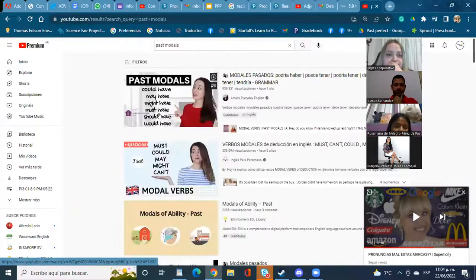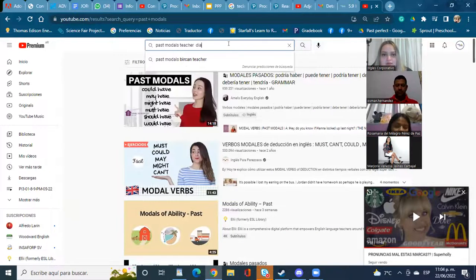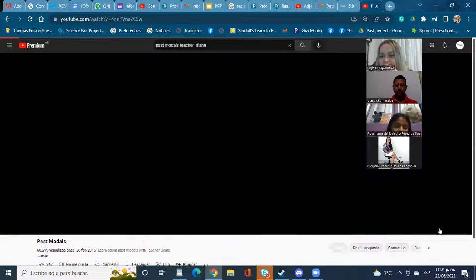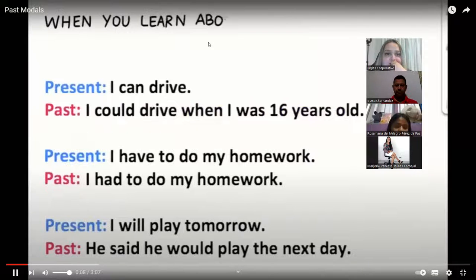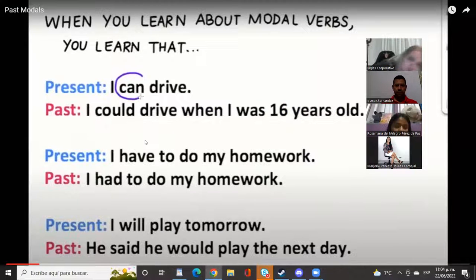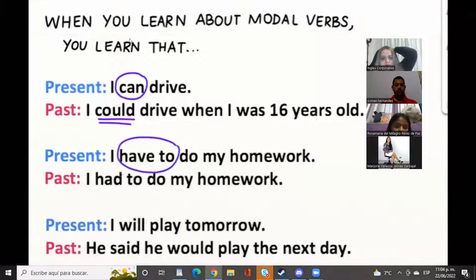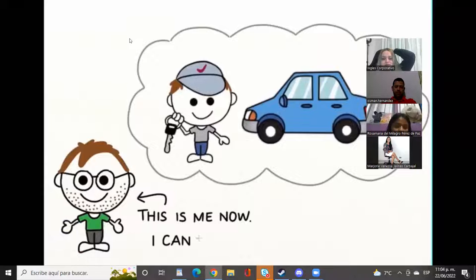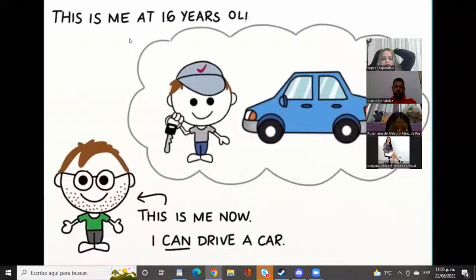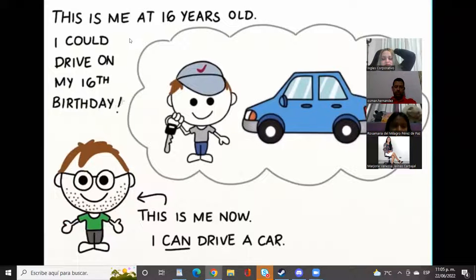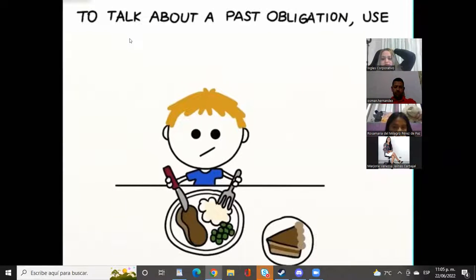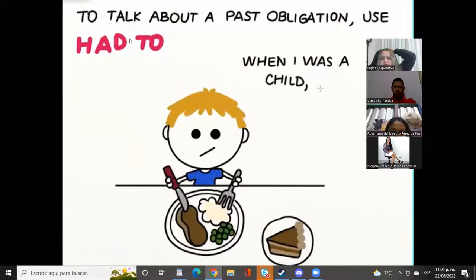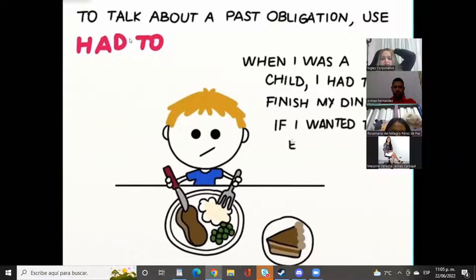Past modals. Today, let's talk about past modal verbs. When you learn about modal verbs, you learn that the past tense of can is could. The past tense of have to is had to. And the past tense of will is would. For example, this is me now. I can drive a car. This is me at 16 years old. I could drive on my 16th birthday. Here we see the past tense of can is could. To talk about a past obligation, use had to. For example, when I was a child, I had to finish my dinner if I wanted to eat dessert.